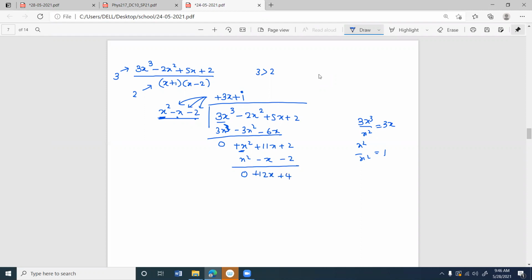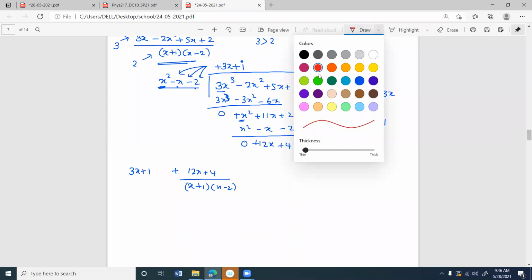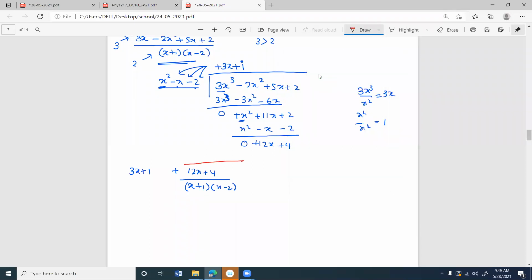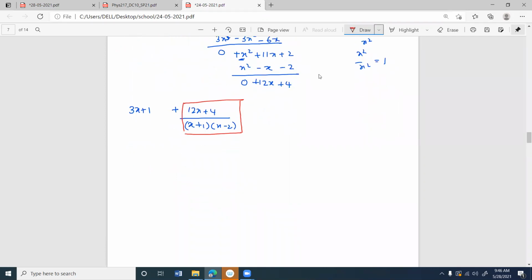Right. Okay. Now you can write this answer. The complete part is 3x plus 1. What is the remainder? 12x plus 4 divided by the denominator from this expression, x plus 1 into x minus 2. Right. Then we need to do the partial fraction for which part? We do the partial fraction only for this part. I will write the partial fraction in detail for that answer.